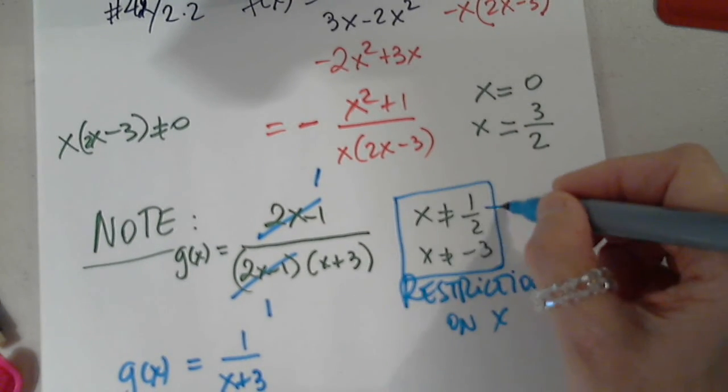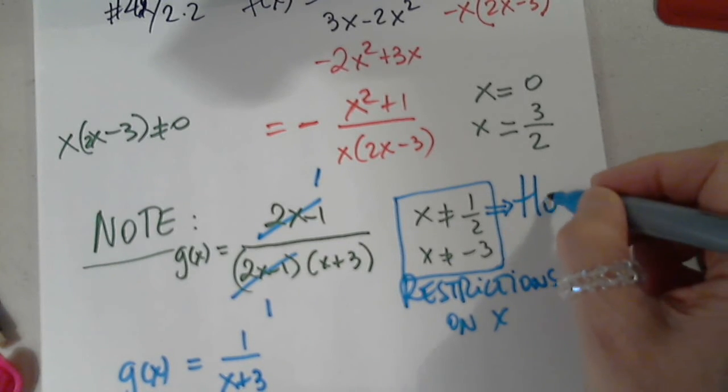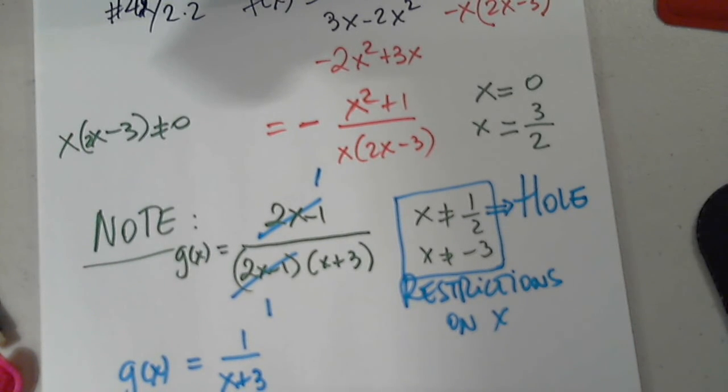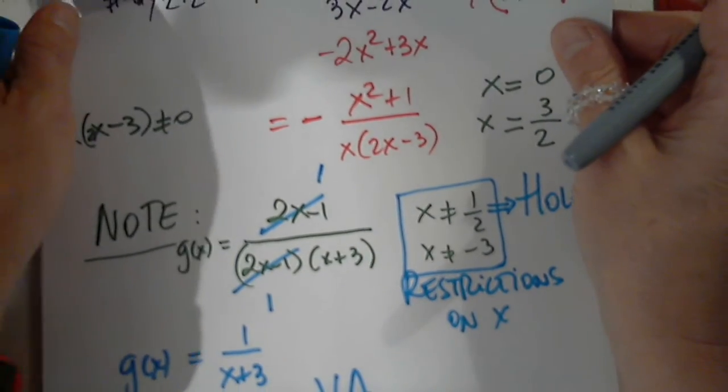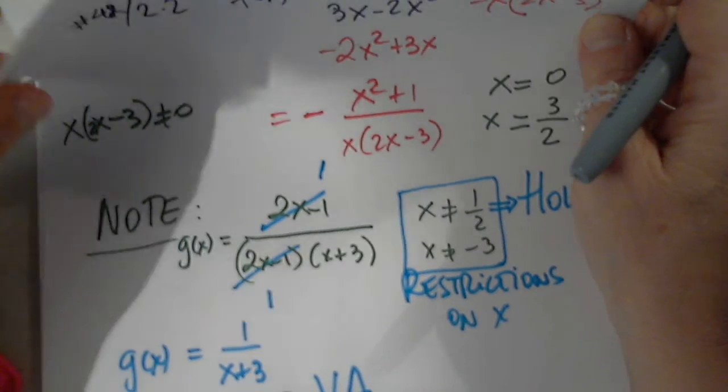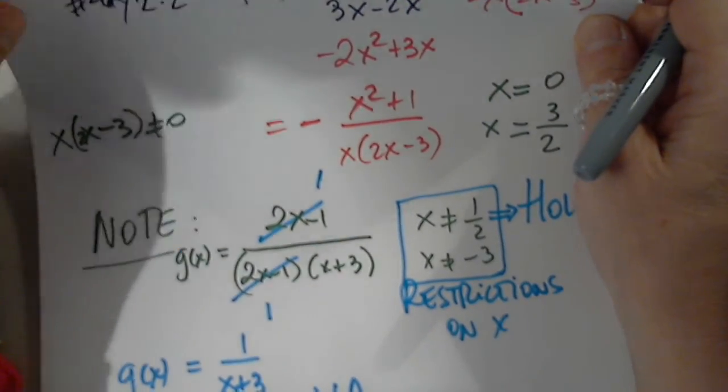This point will create a hole in the graph. And only x equals negative 3 will be a vertical asymptote. So careful with that. If a factor from the top cancels with the factor from the denominator, the function is still undefined at that point.